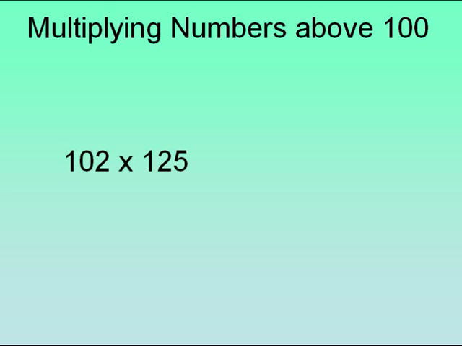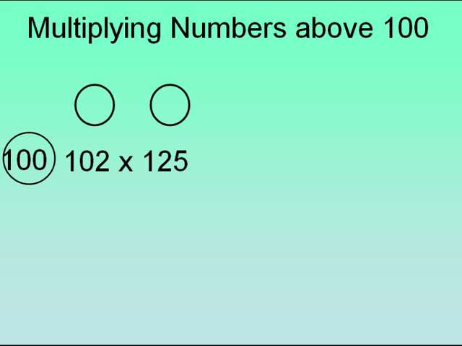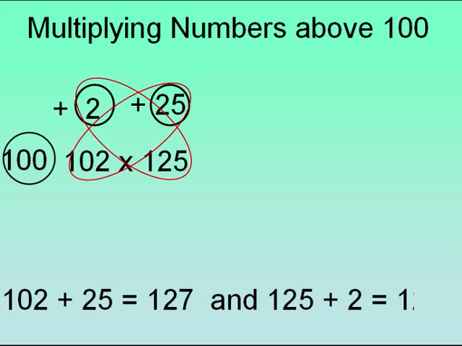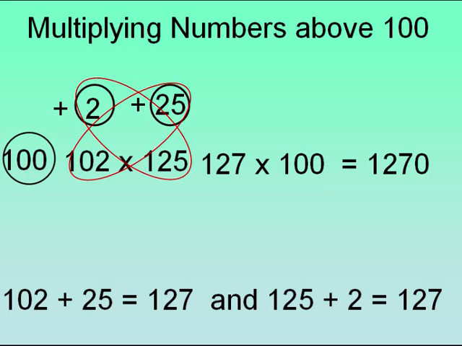102 by 125. Write down the reference number to the left. Draw two circles above it, and ask the question: 100 plus what makes 102? And it's 2. And it's 25 to make 125. Add on the diagonal. And multiply the resultant 127 by the reference number, which is 12700. And that's the same as 127 plus 2 zeros if you don't want to multiply it out.